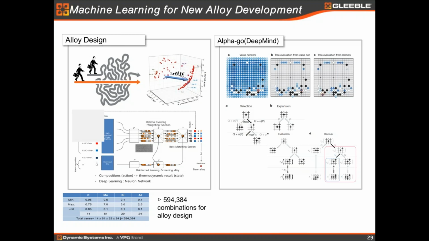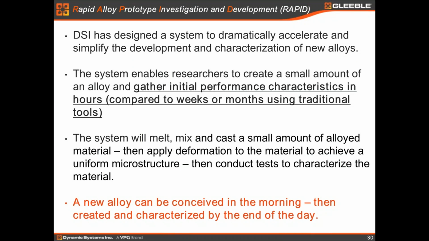And the good news is that Gleeble DSI has designed a system that can dramatically accelerate and simplify the development and the collaboration of new alloys or new steel. It's super. Normally, it would take a year or half a year, or at least several months, to develop new steel, and it costs you a fortune. But now with the Gleeble rapid system, you can do both composition and processing within probably days or at the most weeks.